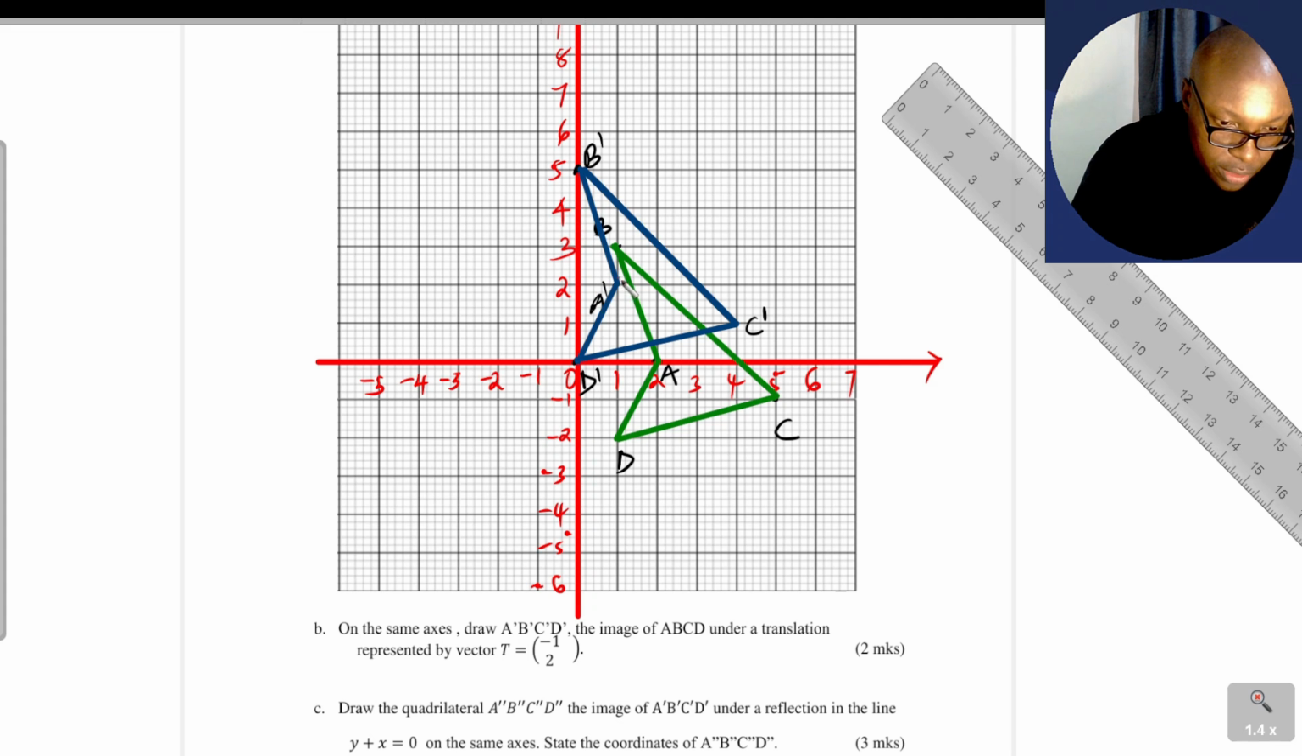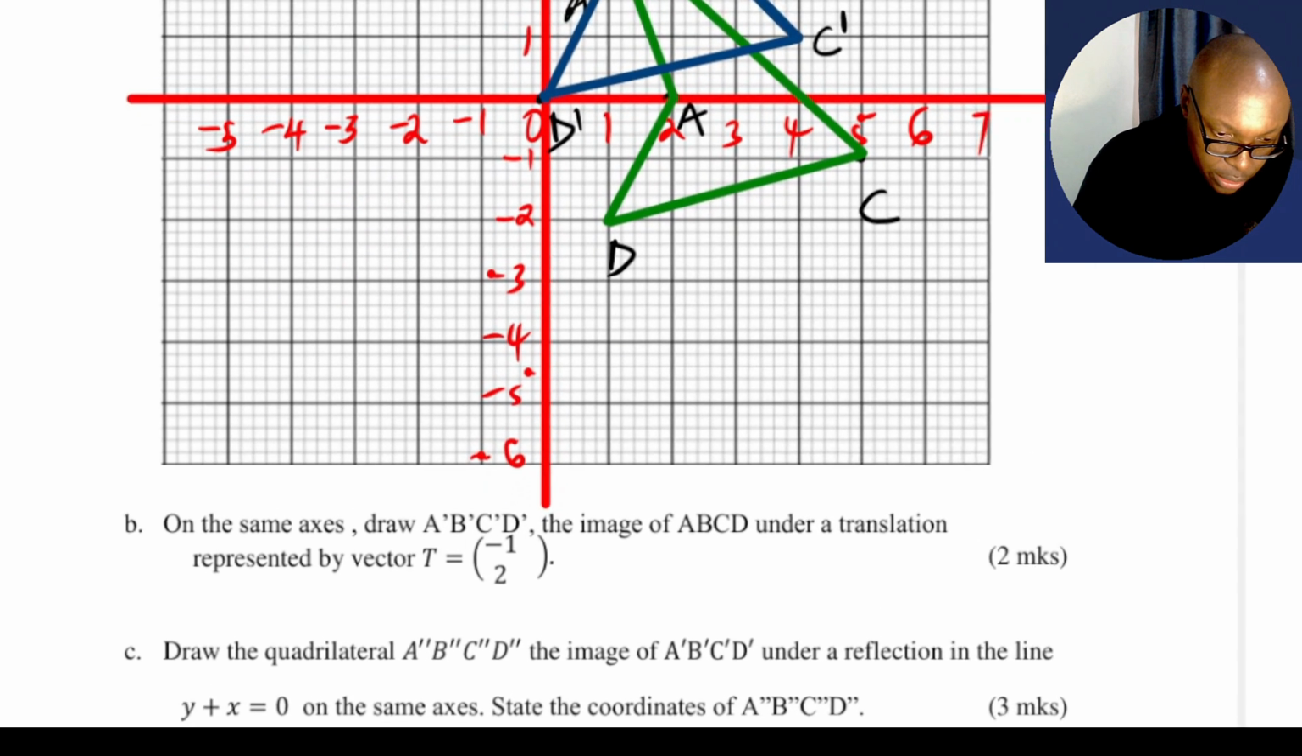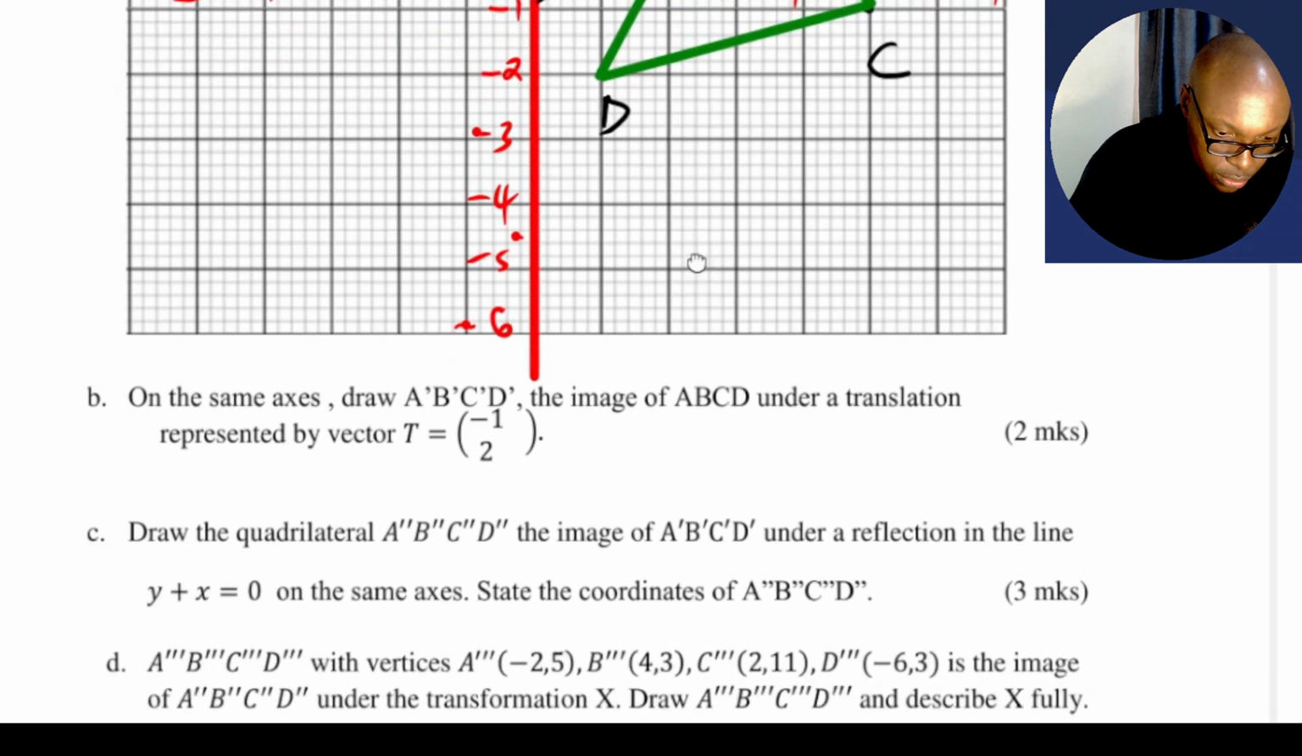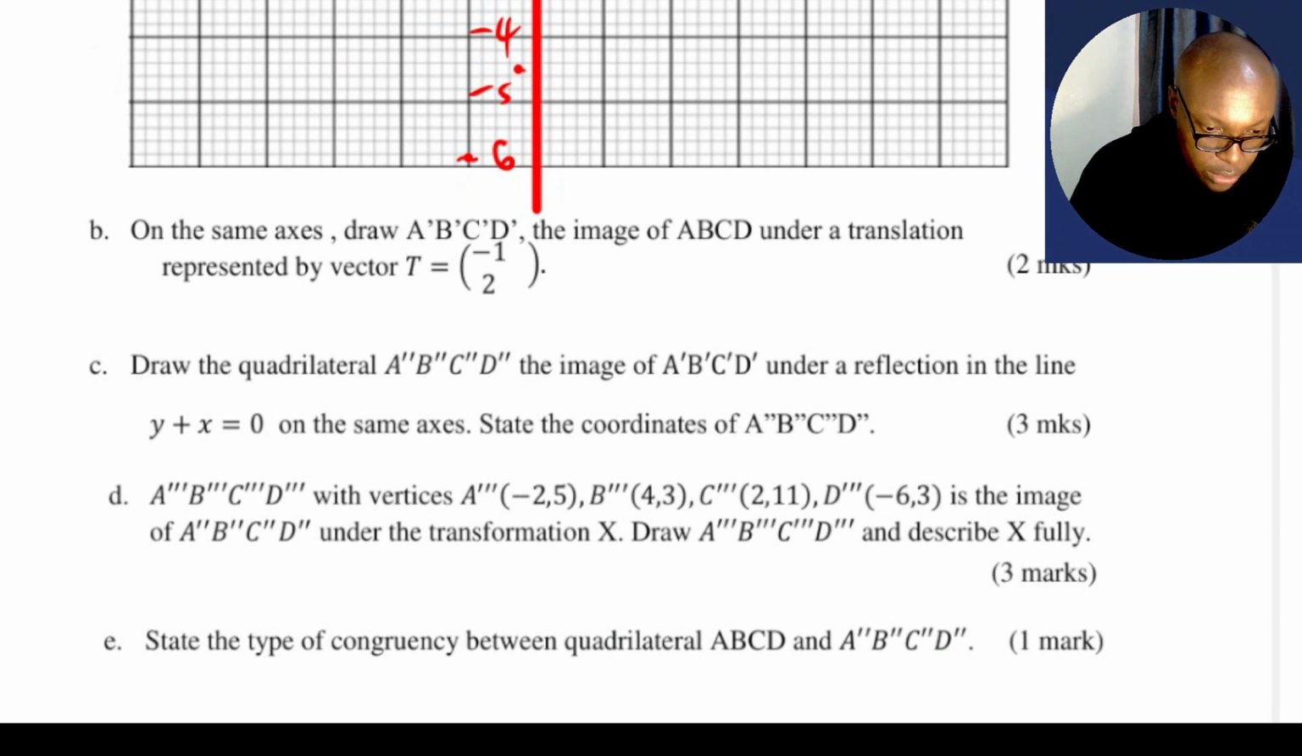The points are now clear. So we have A1 is there. B1 is there. C1 is there. And D1 is there. We proceed to the next question. So we've answered that question. So we have drawn the quadrilateral under that translation, and that is all.